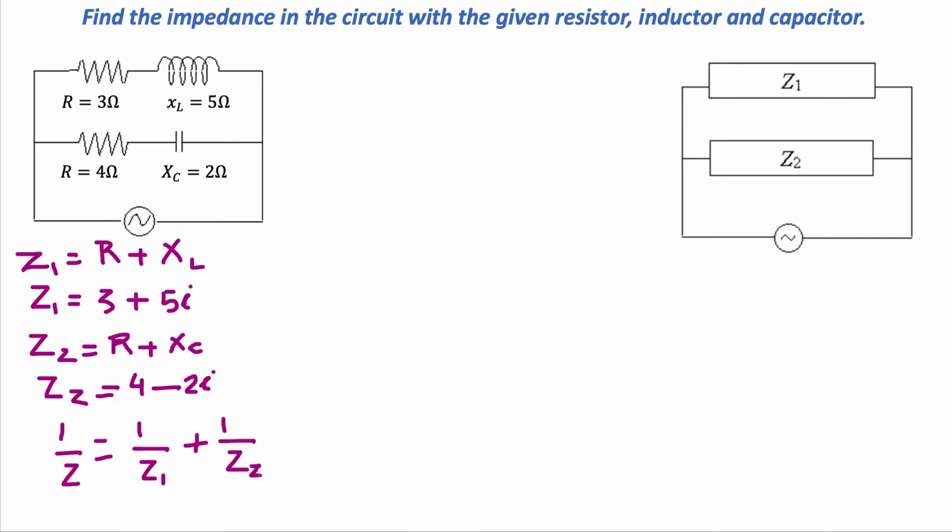And now I want to find the LCD for both, for Z1 and Z2. I multiply this by Z2, but whatever I multiply down, I multiply up in the fraction, and here I multiply by Z1 because I want to make the same denominator. And now 1 over Z is equal to, so now I am adding these two fractions, which is Z1 times Z2, and Z2 times 1 is Z2, right? Z2 plus Z1.